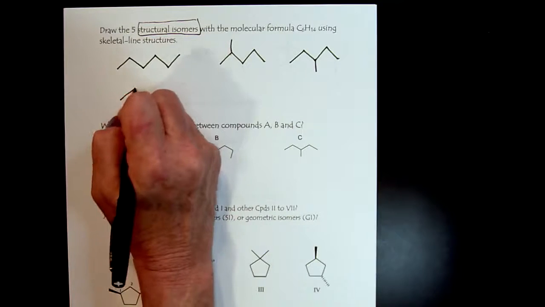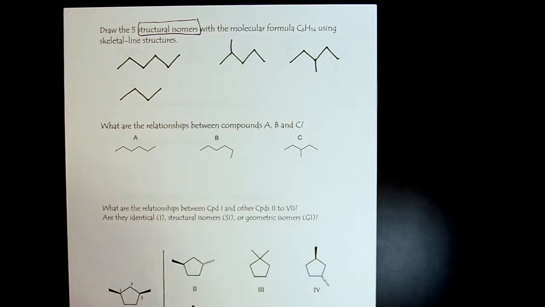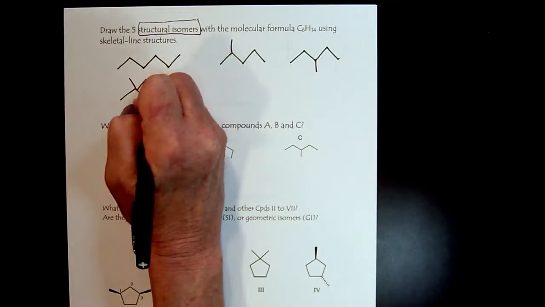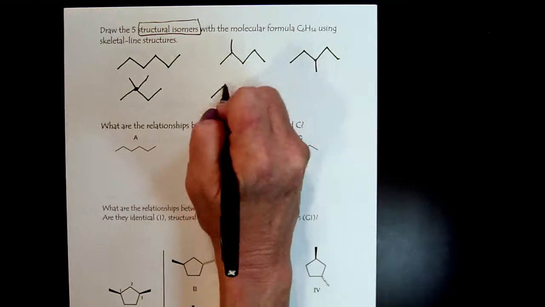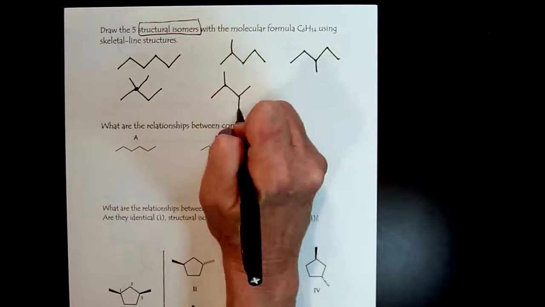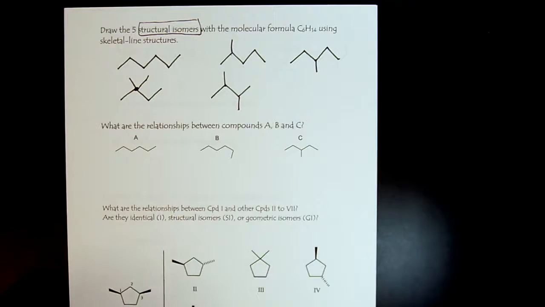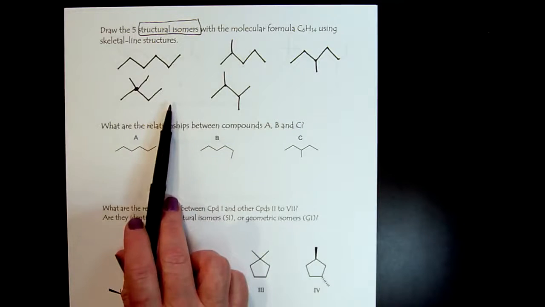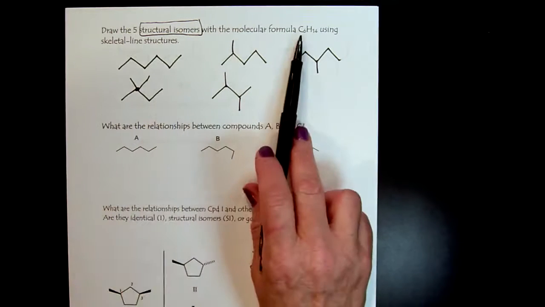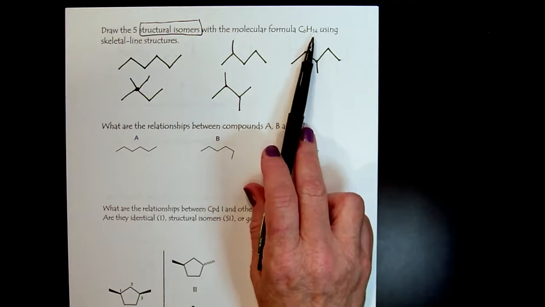Now we can go to a 4 carbon chain, and that would leave us with 2 branches. So those 2 branches could go on the same carbon, or they could go to 2 separate inner carbons. So these would be the 5 structural constitutional isomers for C6H14.